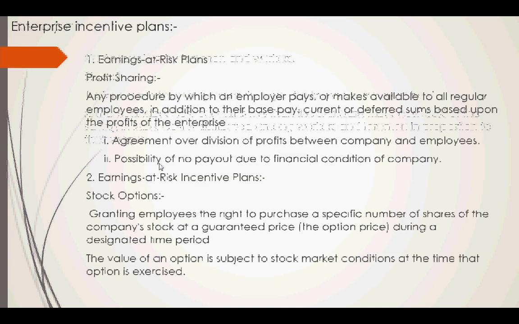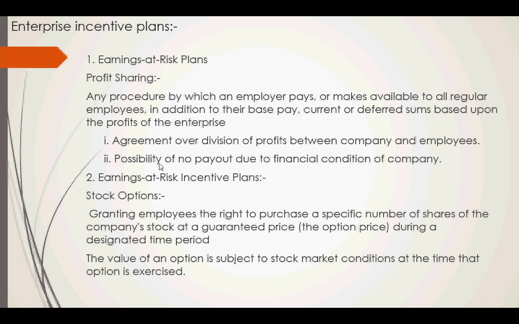Now let's understand enterprise incentive plans. So far we have discussed the group incentive plans. Now let's understand enterprise incentive plans. Number 1, earnings at risk plan. Profit sharing. Any procedure by which an employer pays or makes available to all regular employees, in addition to their basic pay, current or deferred sums based upon the profit of the enterprise.